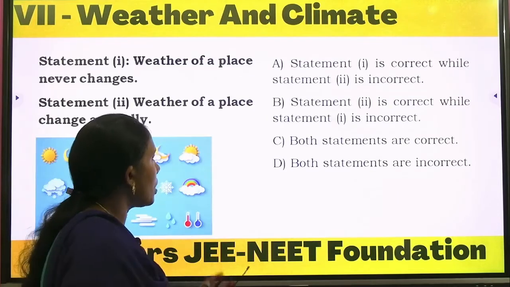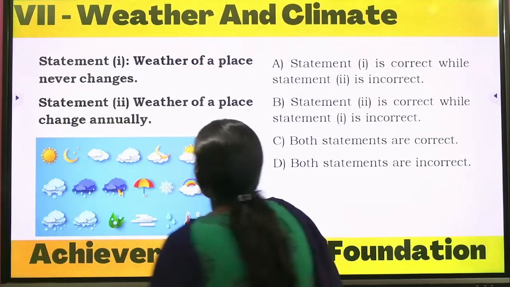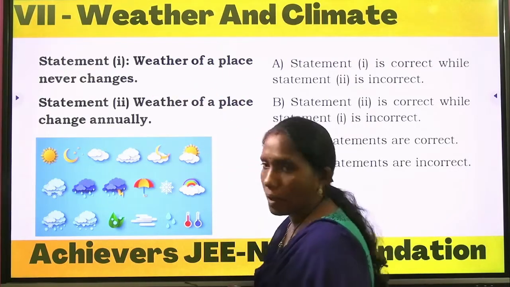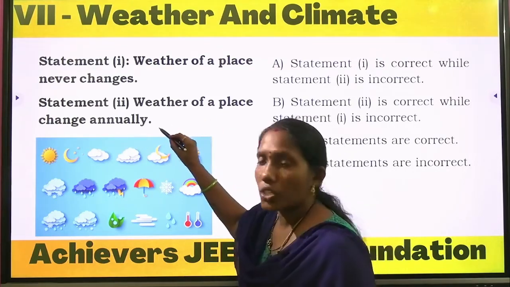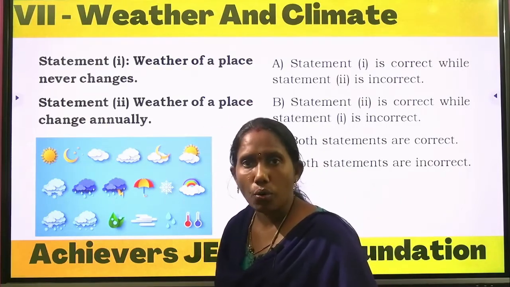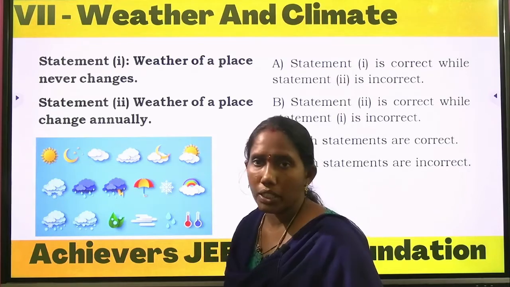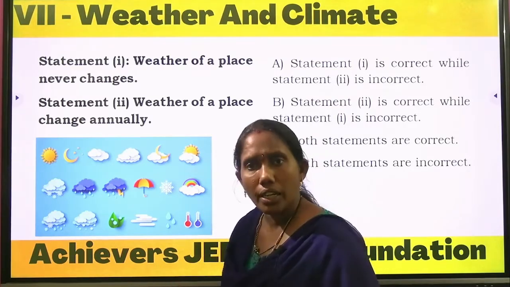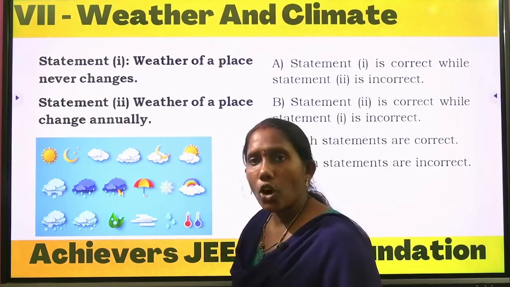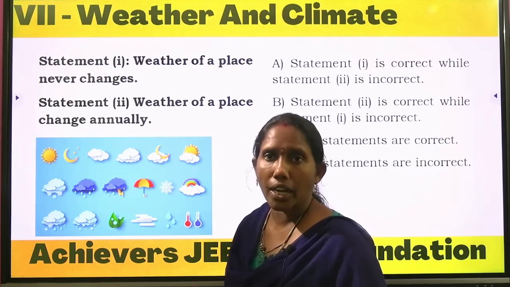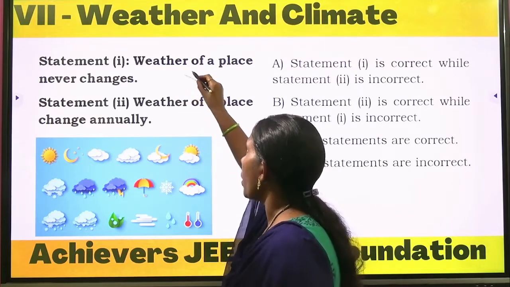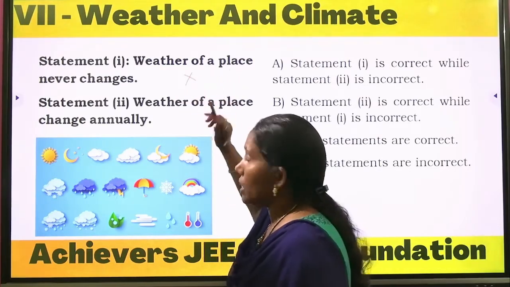Okay. Now comes the next one. The given statement 1 is: weather of a place never changes. Statement 2: weather of a place changes annually. See, weather of a place never changes. No, that depends upon the temperature, humidity and rainfall. So weather changes. In a day it can change, as we discussed in the previous sessions. In the morning it can be a sunny day, in the afternoon it can be sunny, and by evening it can be rain, right? So the statement that weather never changes is wrong. It can change.